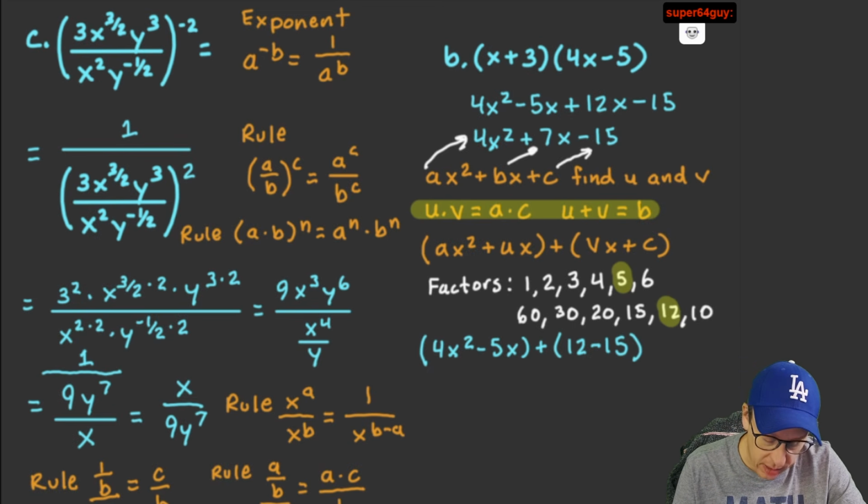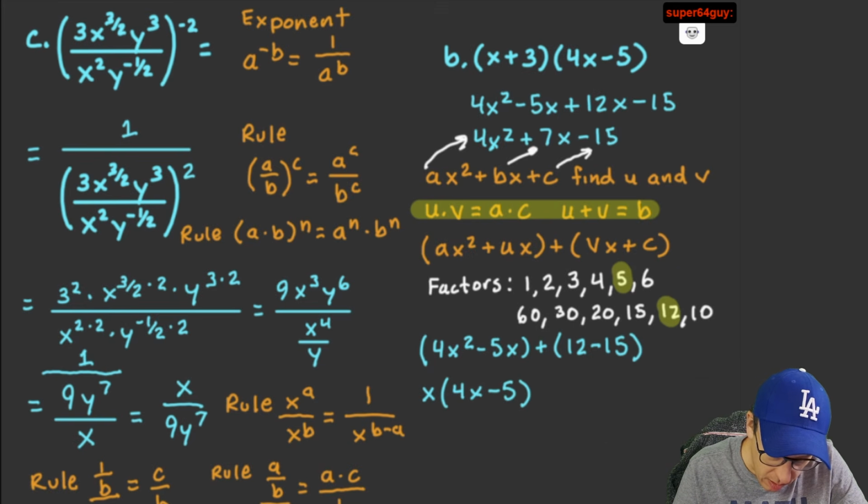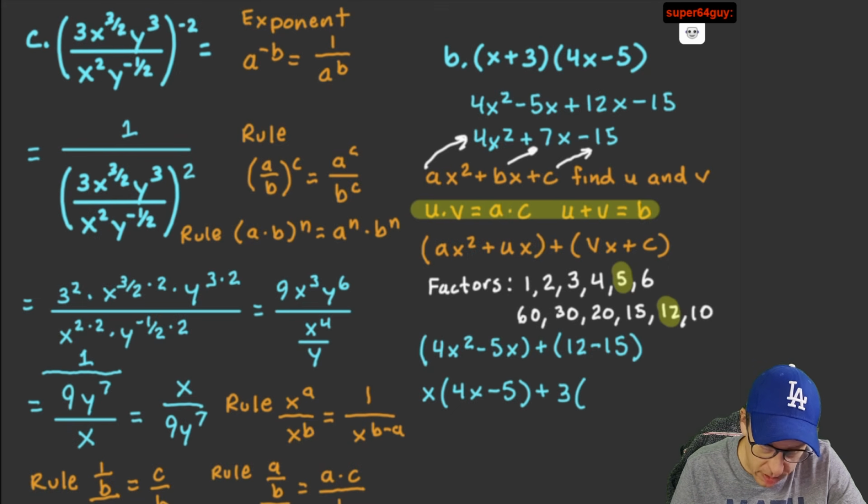So now what we can do is cancel out or factor out the different common terms. So we're going to be able to get x out of here. That's going to leave us with 4x minus 5, and plus, the common term here is going to be 3. And this is going to be 4x minus 5. Look at that. It's the same.